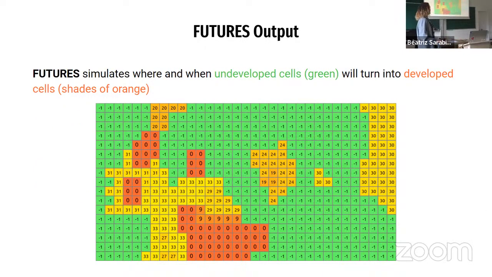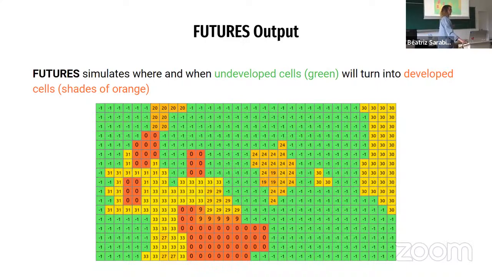Okay, so its output is developed. It tells you which cells are likely to develop over the next 50 to 100 years, however long you're forecasting. And so the output looks like this, where green cells are undeveloped, and then the shades of orange are the developed cells, and the number in them corresponds to the year at which it develops. So the 0 cells were developed at the start of the simulation, and then the 33 would be developed 33 years in the future, 27 was developed 27 years in the future, and you can tell it's kind of growing in patches. So yeah, it uses a patch growing algorithm.